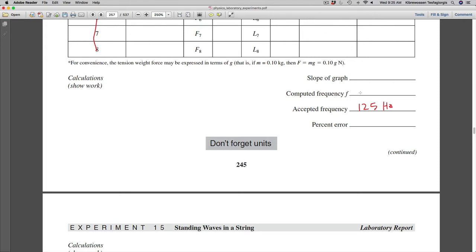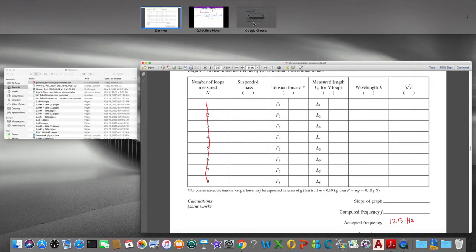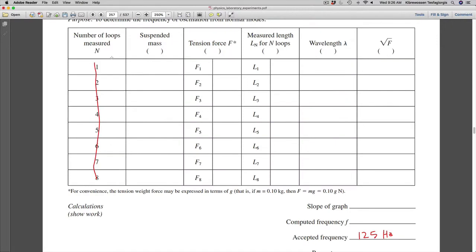Now the computed frequency from the slope, this is how I'm going to find it. I'm going to come here and temporarily pause it so that I can count the number of loops. 1 loop, 2 loop, 3 loop, 4 loop, 5 loop, 6 loop, 7 loop, 8 loop. So I have 8 loops. The number of loops that I have is 8. I'm just putting it in randomly. Had it been in a classroom setup, I would follow this.